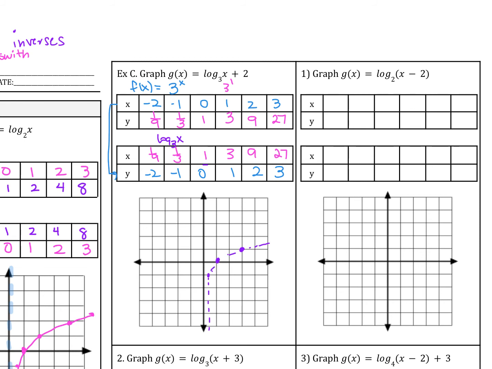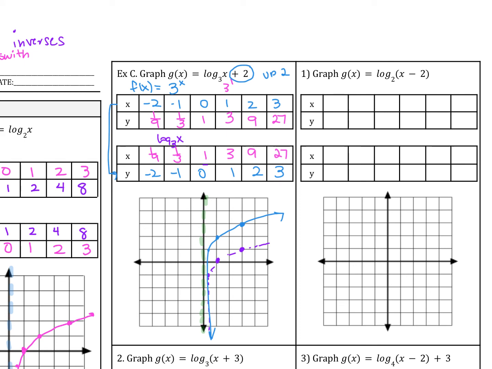Now what we're going to do last is just apply the transformation. So this means up 2. So you're going to just take this curve and move every single point up 2. So up 2, and then up 2. And now here's our graph. So that's the best way to approach this, is just through transformation. So graphing the log base 3 of x, just like we did in our last examples, and then after that, applying the transformation.